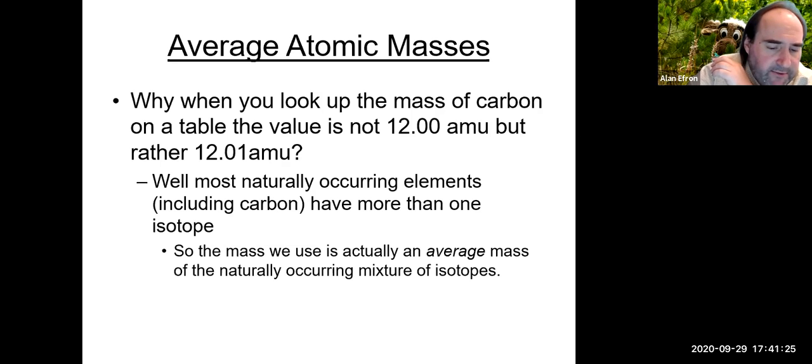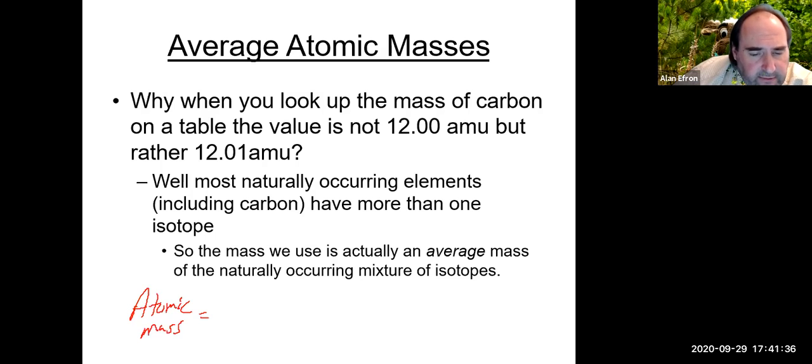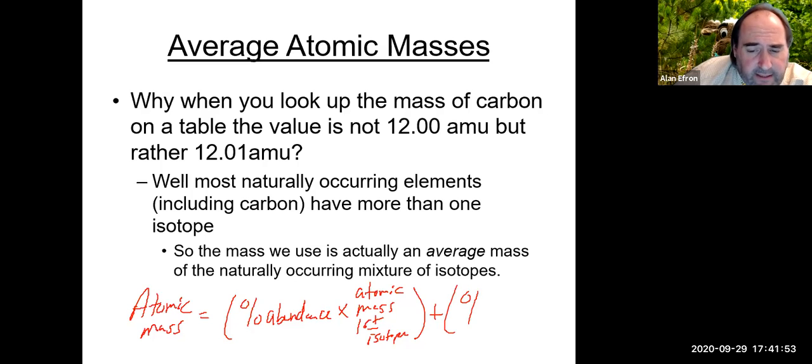That's the number that we get. So to actually calculate the atomic mass for a particular element, there is a simple formula that you do. The atomic mass is equal to the percent abundance, as it is sometimes referred to, times the atomic mass of the first isotope, plus the percentage abundance of the next isotope, times the atomic mass of the second one. And if you had more, you just continue that pattern.